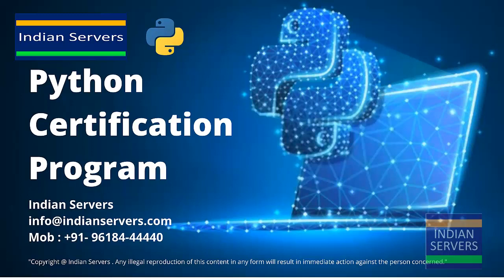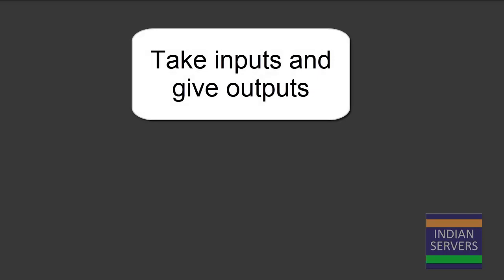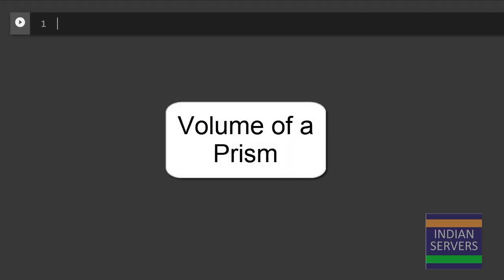Now time to make our functions take inputs and give outputs. Let's say you're writing a program in which you have to calculate the volume of a prism. So let's define a function for that, and this function should be able to calculate the volume of not just one prism with one set of dimensions, but any given prism. So our function should take those dimensions as input.